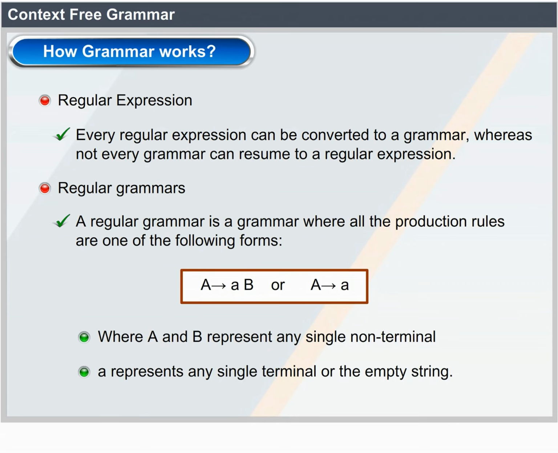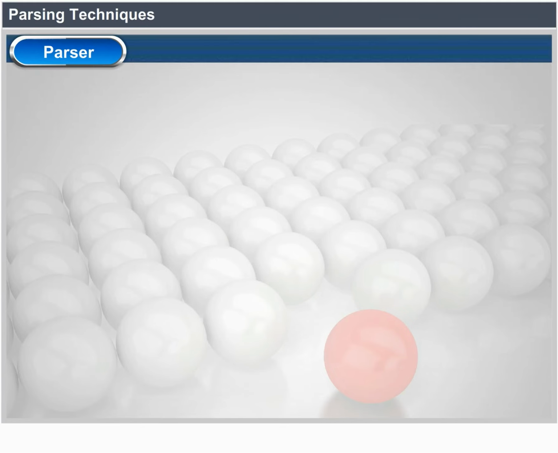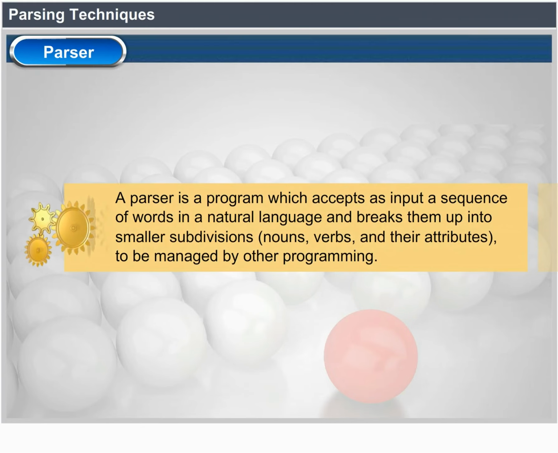Parsing techniques. Parser. A parser is a program which accepts as input a sequence of words in a natural language and breaks them into smaller subdivisions, nouns, verbs, and their attributes, to be managed by other programming. Parsing.